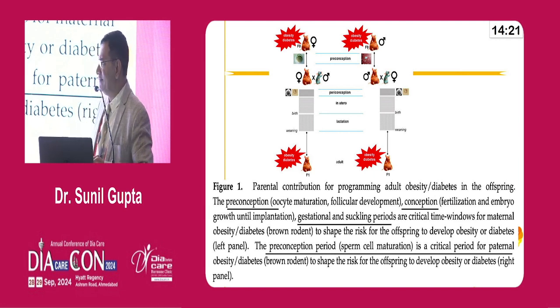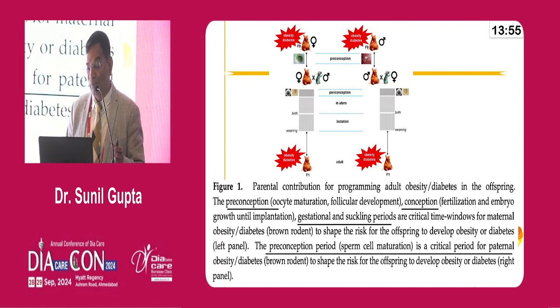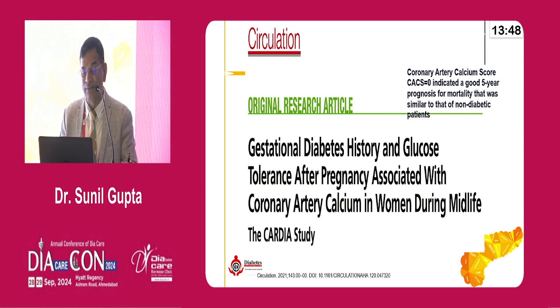There's another very novel slide here. You have to focus on the preconception. It might have an impact of hyperglycemia on oocyte maturation and follicular development, during conception, fertilization, and embryo growth, and the gestational and suckling period, which is a critical time window for maternal obesity. And the preconception period, even in men, is sperm cell maturation. So at various places, you have to be cautious of targeting these factors so that you prevent diabetes in the long term.